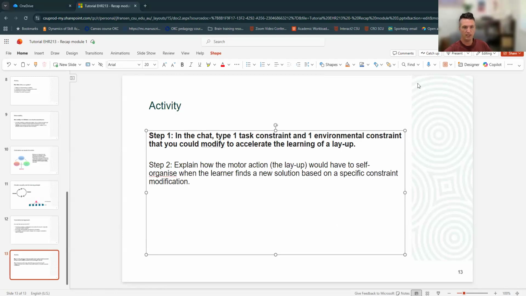Yep, we've got the first one here. Walking layup, reduce the speed. Very good. Can we get a few more? It doesn't have to be right. It can be any constraint, even if it's not feasible, whatever it might be, any constraint you can think of. One thing that we can modify in practice so it would accelerate for people to learn the layup. Understanding the rules of basketball, right? Which is a task constraint. Very good.